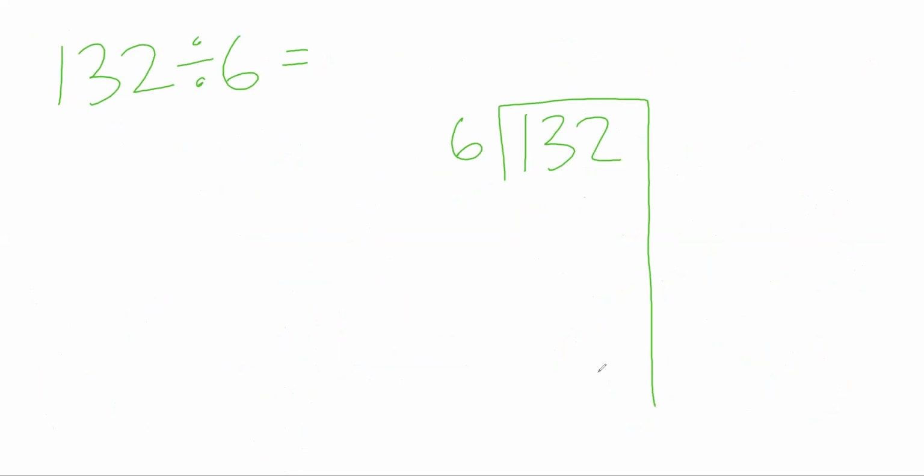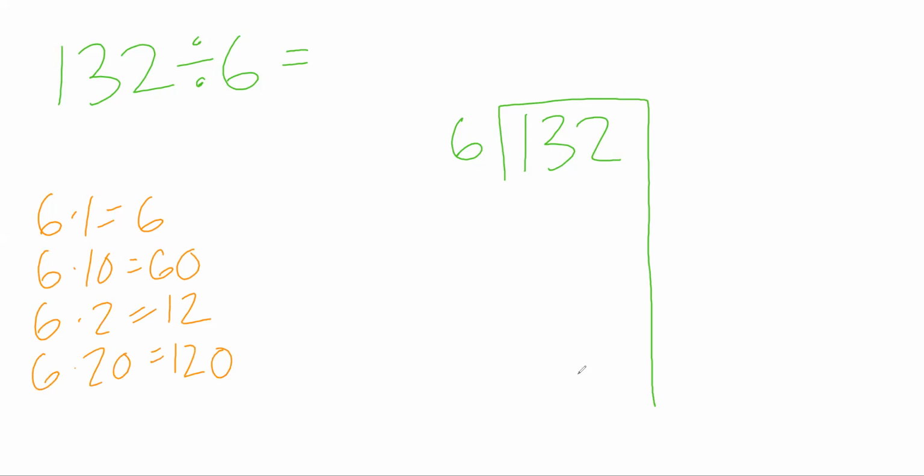Well, if I think about that, I can use my multiplication math facts to think about groups I want to start working with. So let's see, 6 times 1, that equals 6. 6 times 10, that equals 60. 6 times 2 is 12. So 6 times 20 is 120.